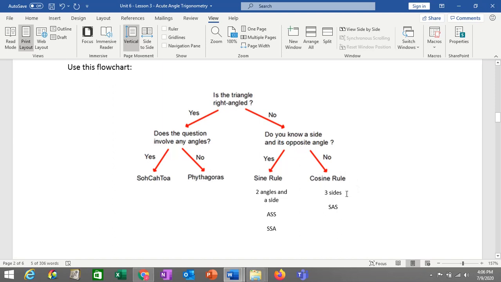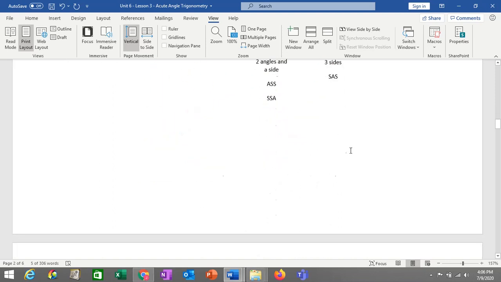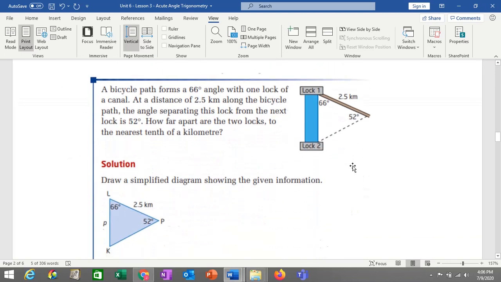If you just remember cosine law and you say, oh, it's not those cases, it's not three sides, it's not side, angle, side, but it is a triangle that's not a right triangle, then you know you're over here. Okay, let's do some questions.